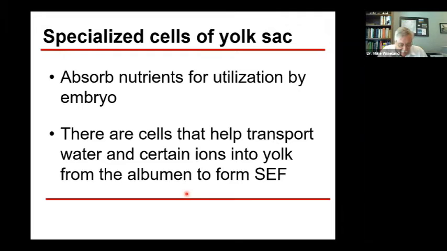What's the purpose of that yolk sac? Well, it's there to absorb nutrients for utilization by the embryo. There are specialized cells there in the yolk sac tissue. And then there are also some cells that are going to help transport water and certain ions from the albumin into the yolk, and that's going to be forming then what we call the sub-embryonic fluid.